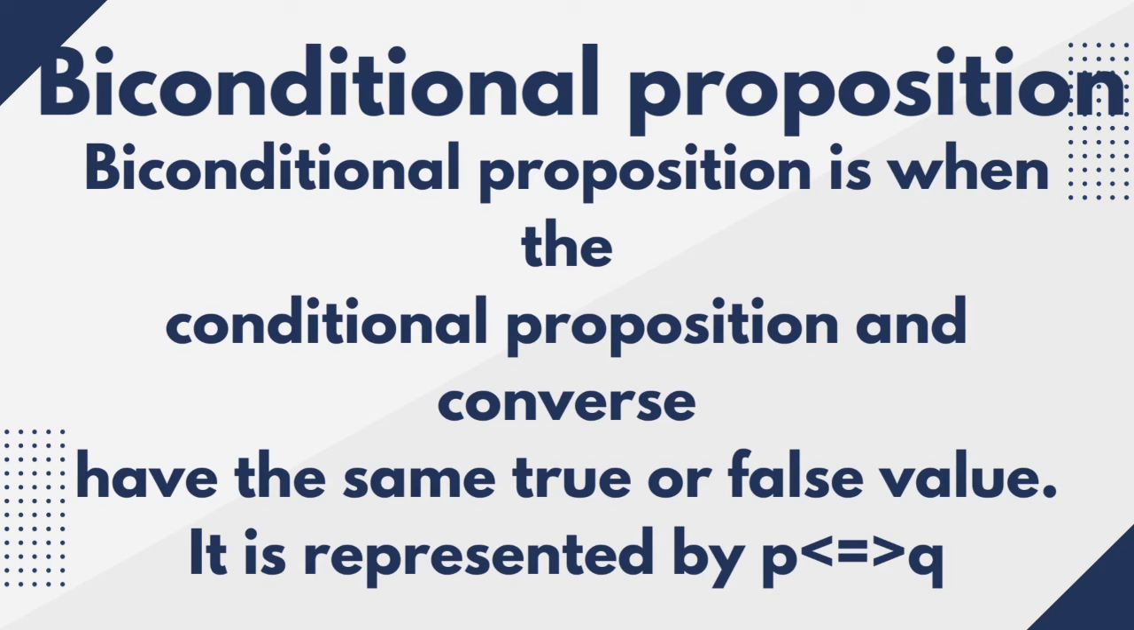Biconditional proposition. A biconditional proposition is when the conditional proposition and converse have the same true or false value. It is represented by P implies Q and Q implies P. This means that these statements are reversible. P implies Q and Q implies P.